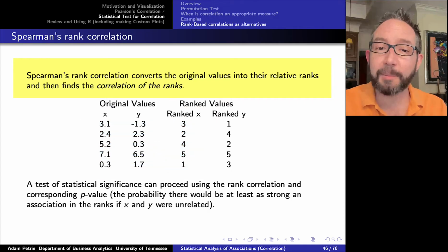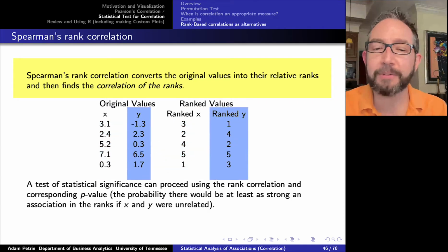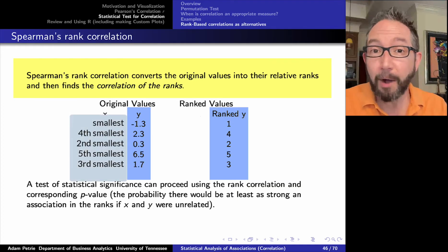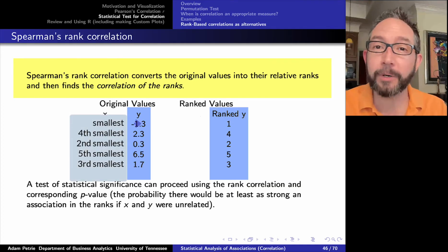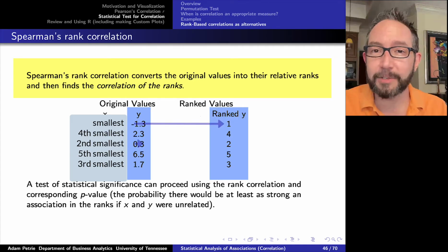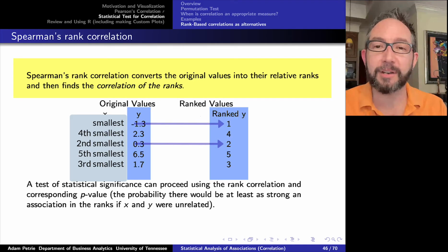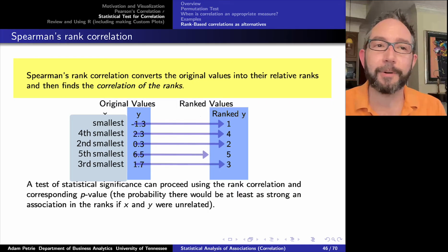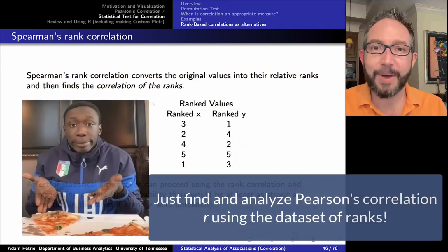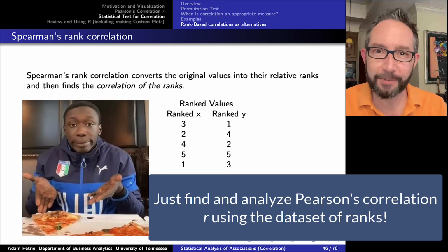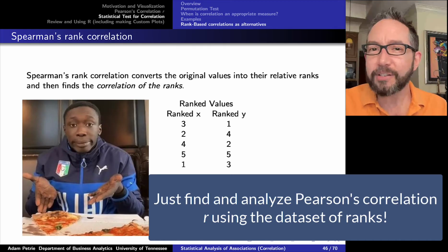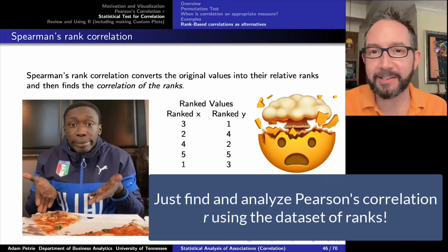In our Y column of data values, we have negative 1.3, 2.3, 0.3, 6.5, 1.7. Well, the smallest value in that data set is minus 1.3, so we'll replace that with just the number 1. The second smallest value, 0.3, we'll replace that with just the number 2, so on and so forth. And then what we're going to do actually is just do a standard Pearson's correlation analysis just on the data set of the ranks instead.